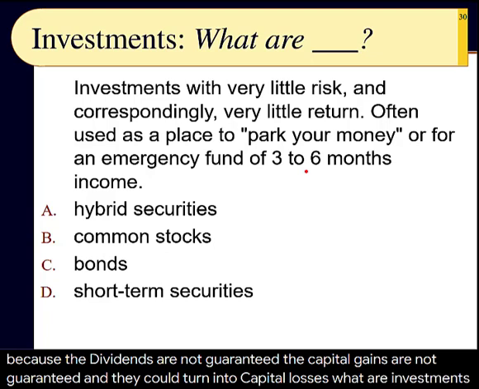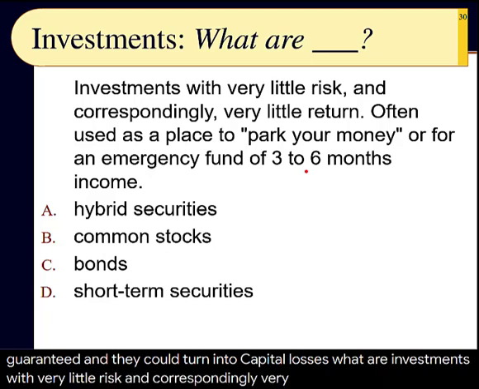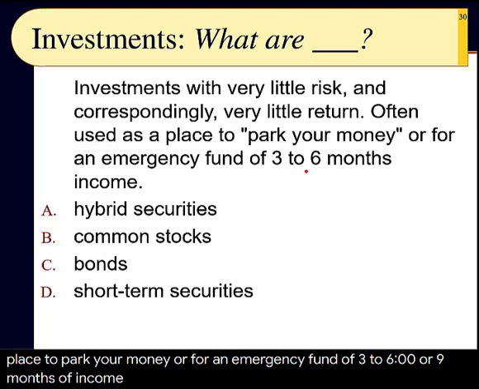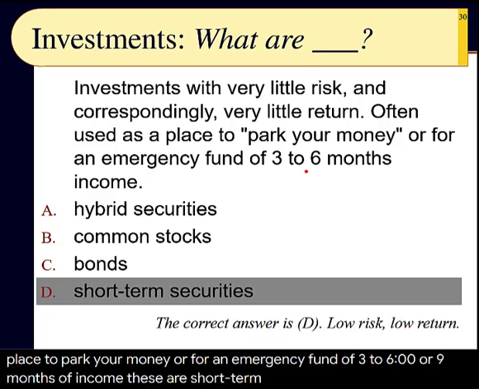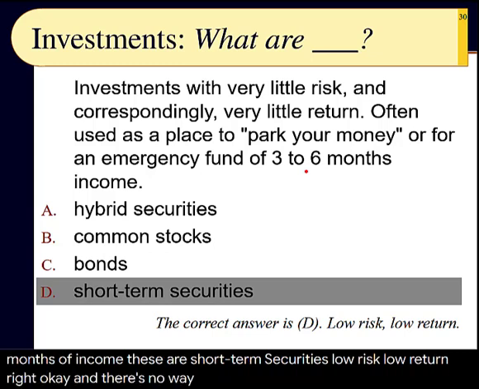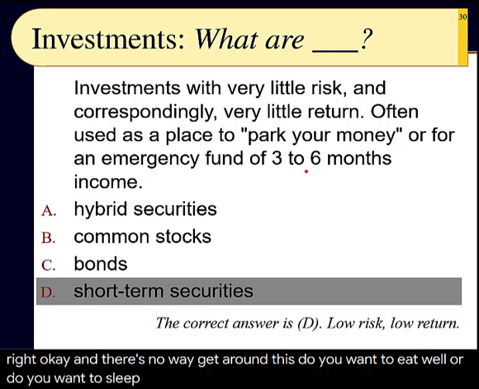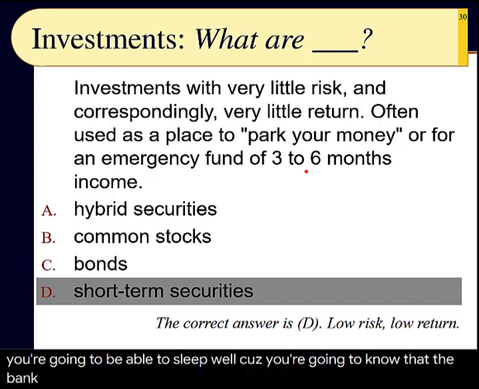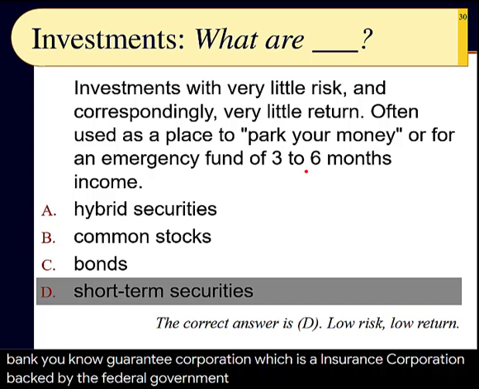What are investments with very little risk and correspondingly very little return, often used as a place to park your money or for an emergency fund of 3 to 6 or 9 months of income? These are short-term securities. Low risk, low return. There's no way to get around this. Do you want to eat well or do you want to sleep well? If you want to sleep well, you're not going to eat well. You're not going to get a whole lot of return. But you're going to be able to sleep well because you're going to know that the bank is guaranteed by the Federal Deposit Insurance Corporation, which is an insurance corporation backed by the federal government.